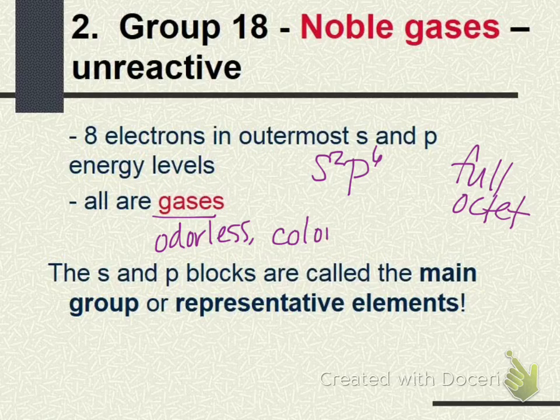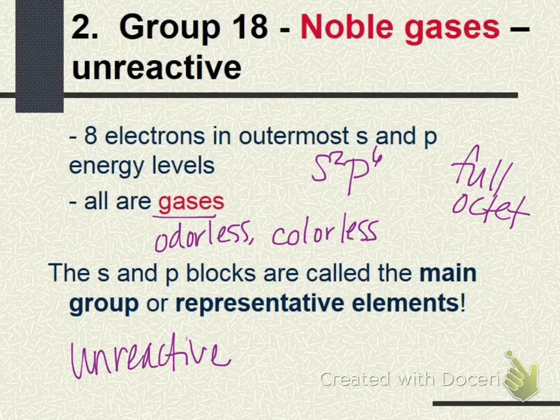Anytime you see neon, I know you're thinking neon gas is not necessarily colorless, but they put something in it, usually one of the metals, to make it have a color to it. They are very unreactive because they have that high stability of the octet.